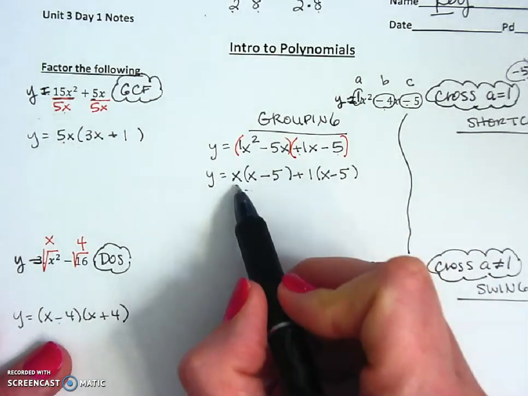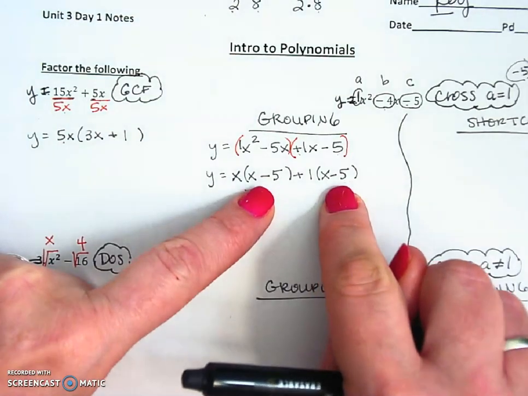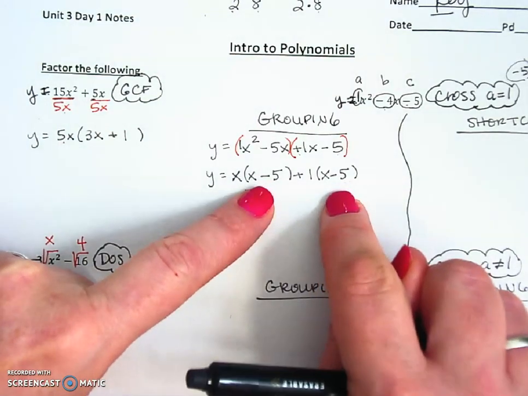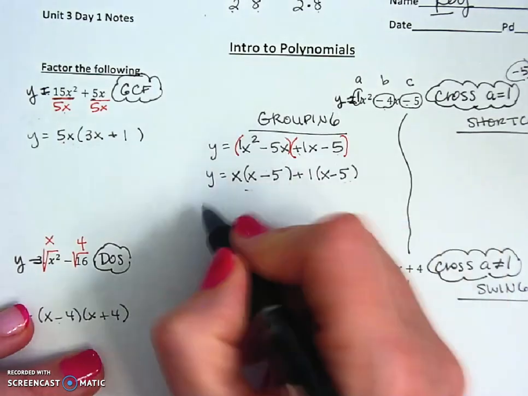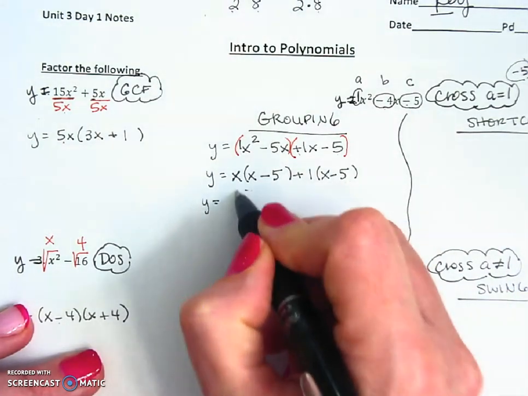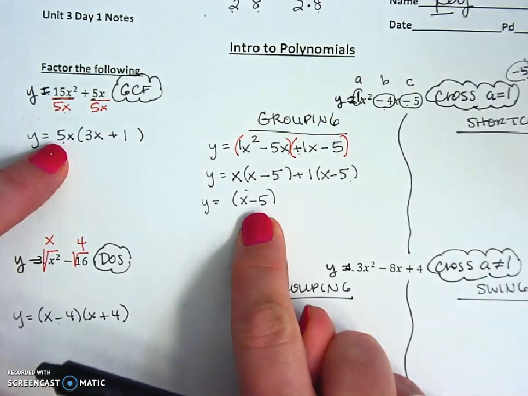So now I'm going to look at these two groups together and compare them. You see how they both have an x minus 5? That's their greatest common factor. So I'm going to do the same thing as I did over here. I'm going to write down their greatest common factor. So x minus 5, just like I wrote 5x here.